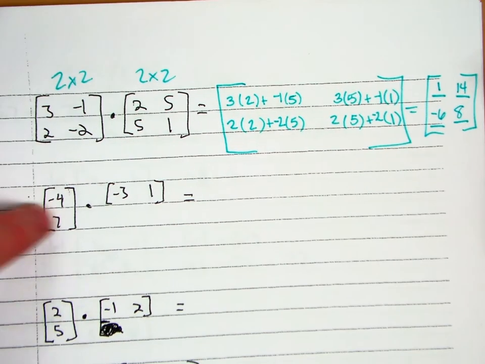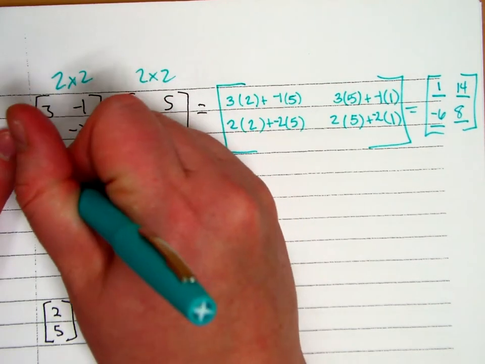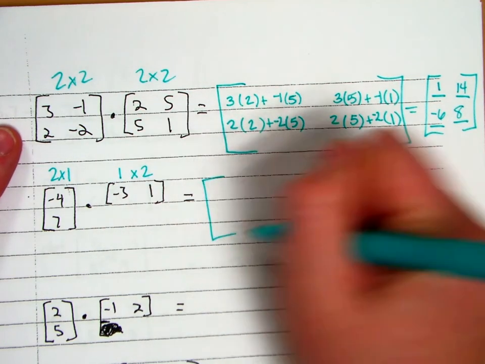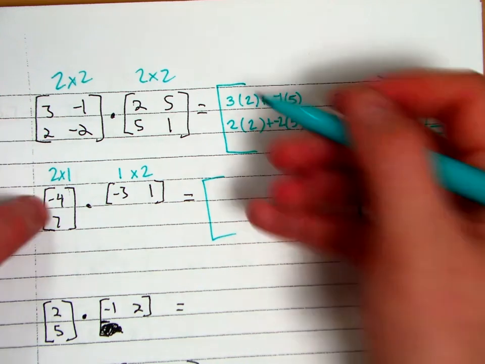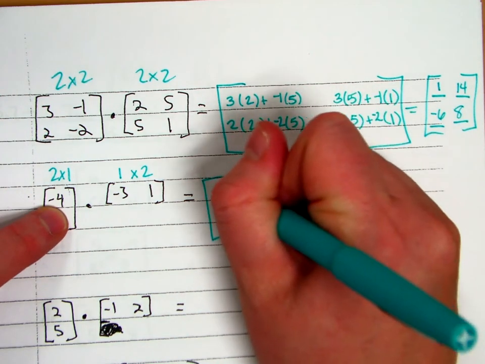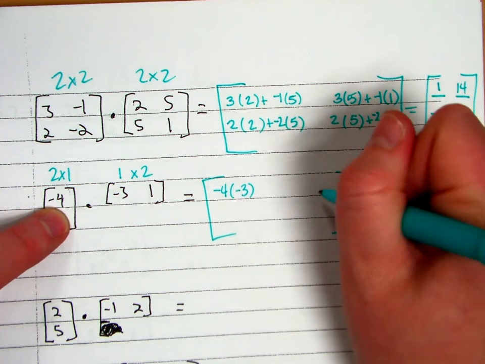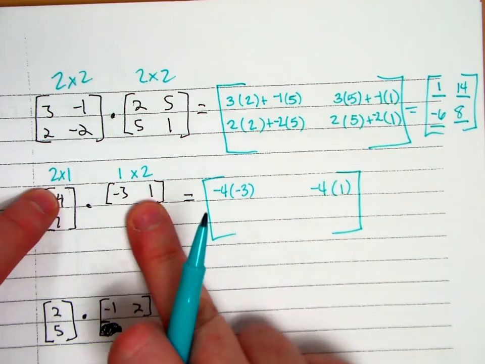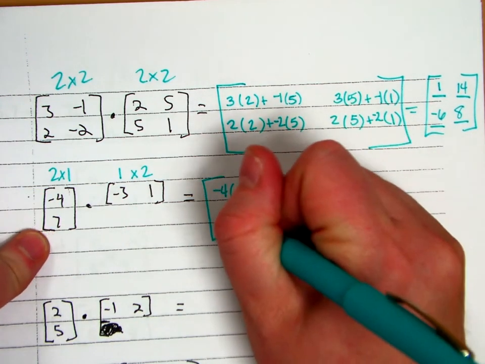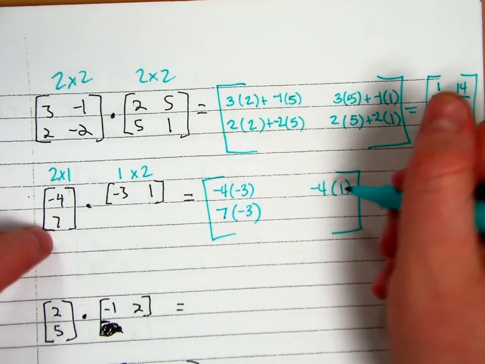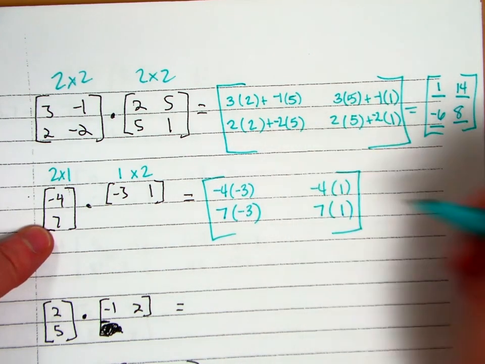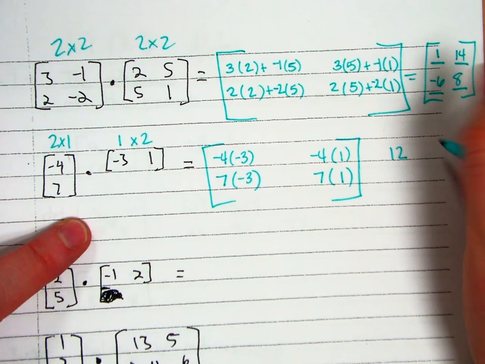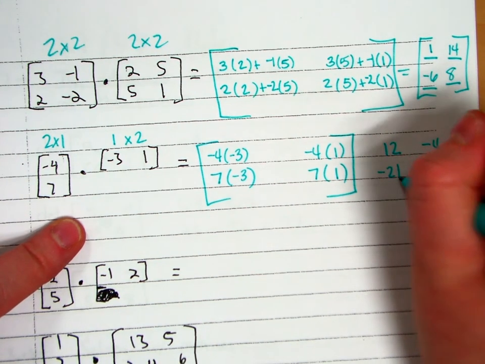This is a 2 by 1 times a 1 by 2. So I can do it. I'm going to get an answer of a 2 by 2. So -4 times -3. -4 times 1. Row 1, column 1. Row 1, column 2. Row 2. 7 times -3. And then 7 times 1. So when I do this, I should get 12, -4, -21, and 7.